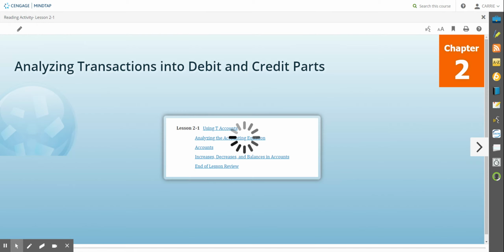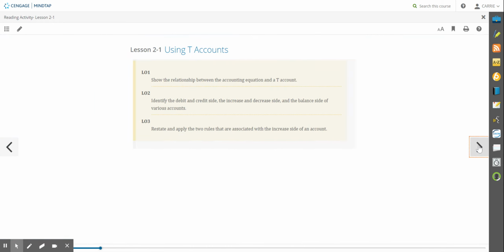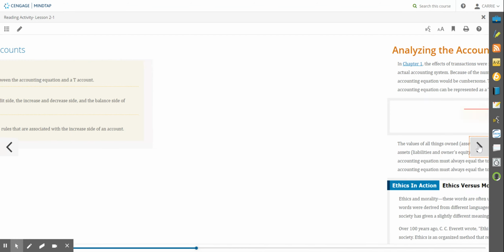This is basically exactly from the book, and we're going to be learning how to analyze transactions into debit and credit parts, including how to use T accounts, analyzing the accounting equation, accounts, increases, decreases, and balances in accounts, and an end of lesson review. Okay, show the relationship between the accounting equation and a T account. Identify the debit and credit side, the increase side, the balance side of various accounts. Restate and apply the two rules that are associated with the increase side of an account.